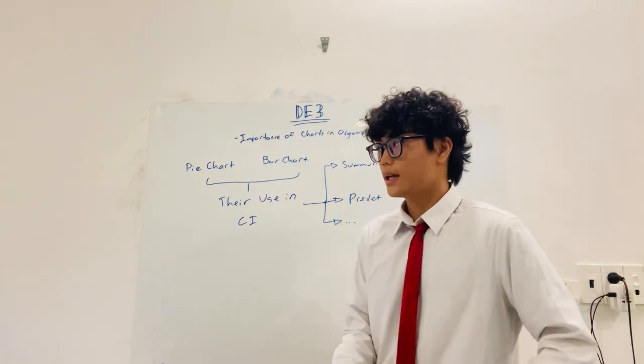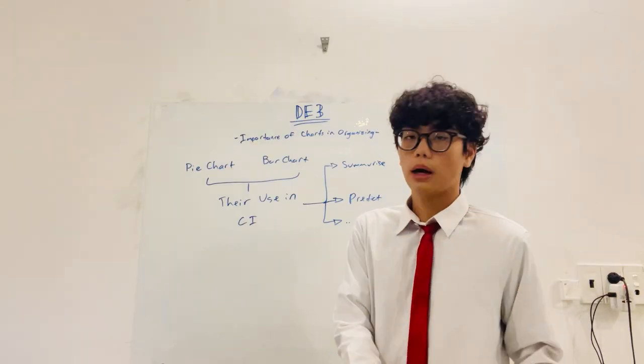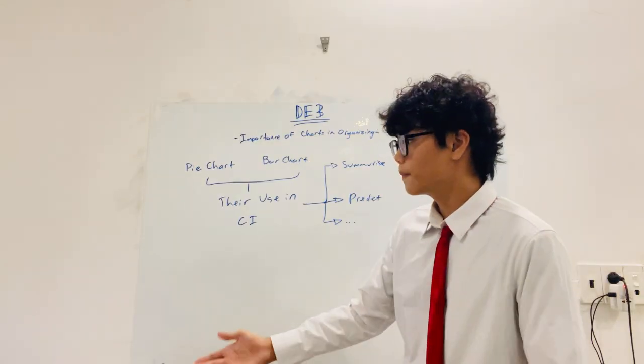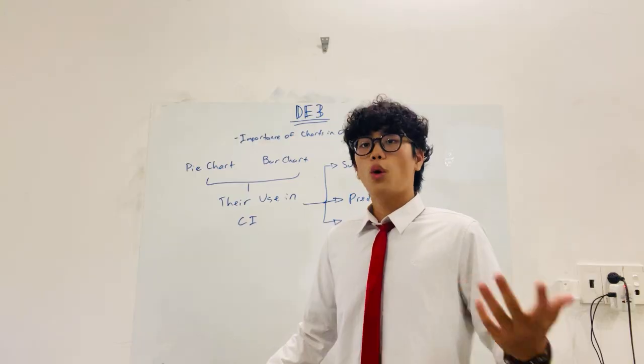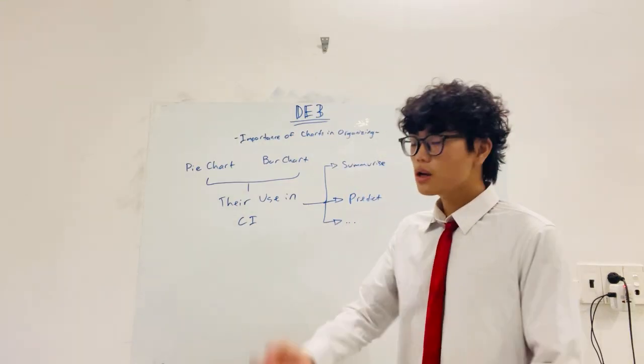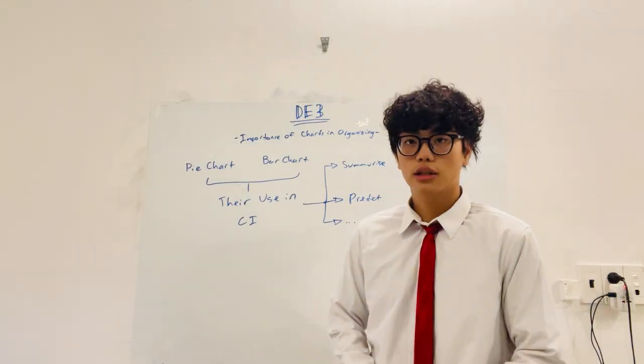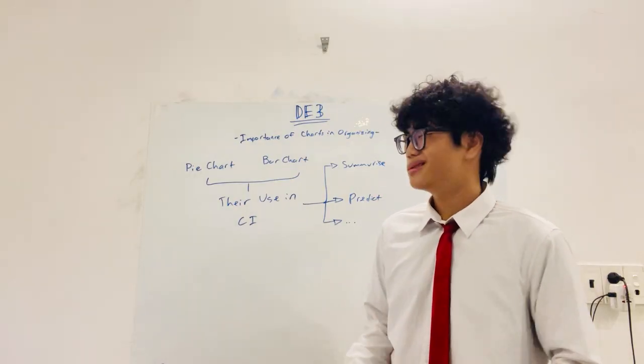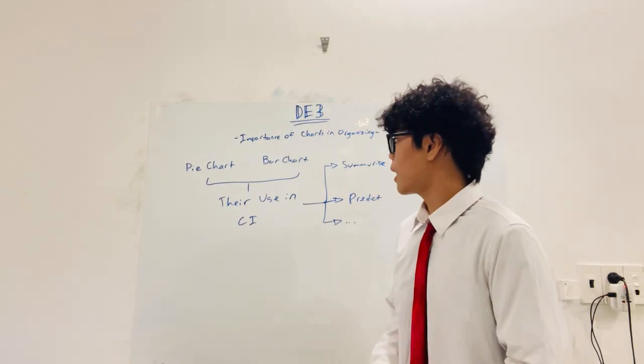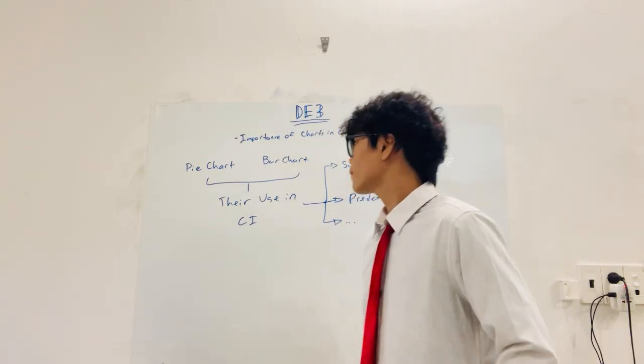For example, let's say 60% of people don't like our product and 40% of people do. So, in order to counter this, we can maybe decrease the price of that product a little bit, or secondly, discontinue that product in general. So that's the use of pie chart in the creative industry.